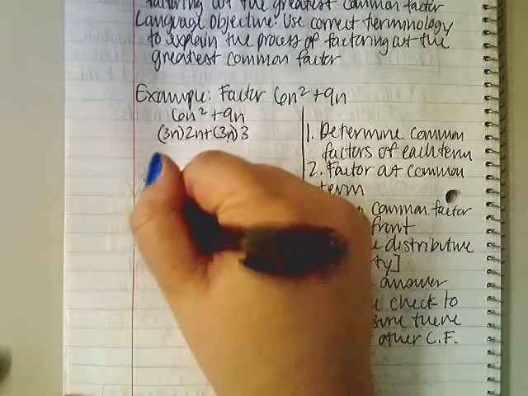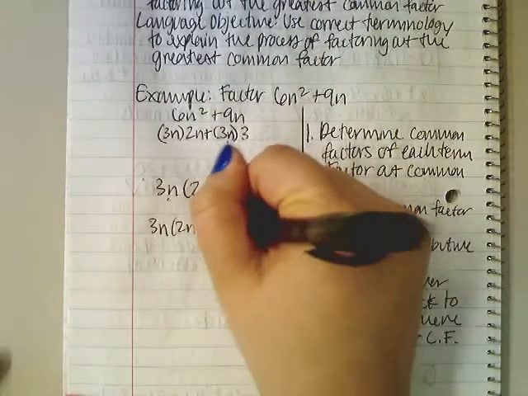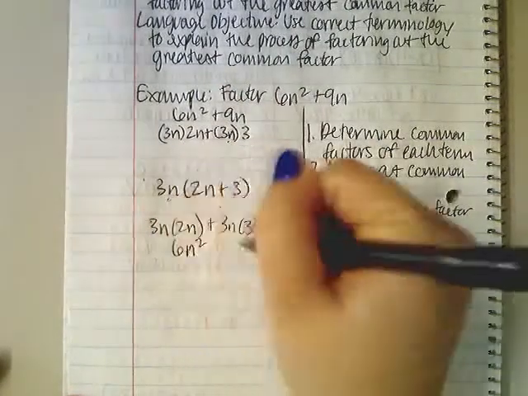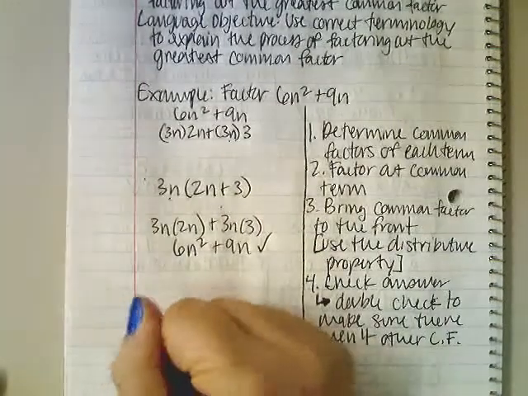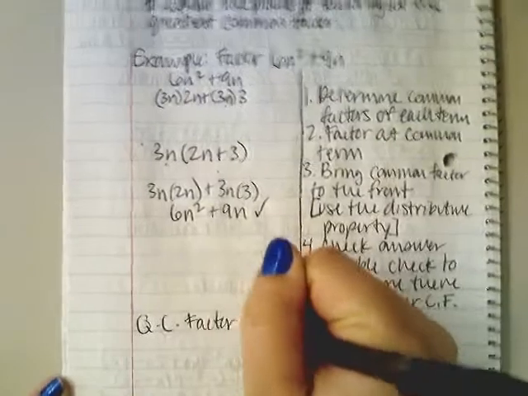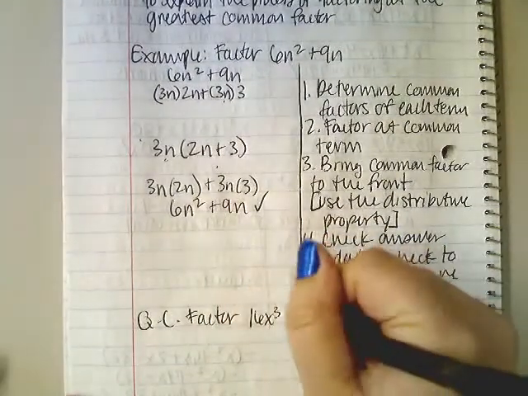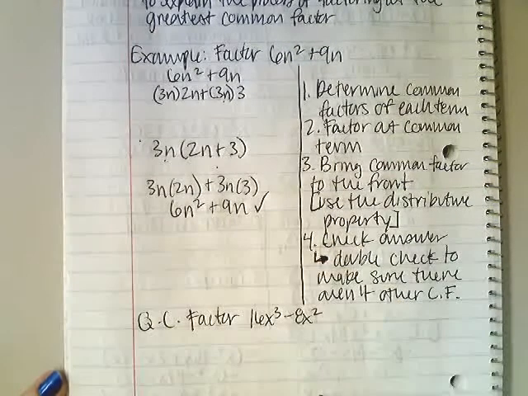So I do 3n times 2n plus 3n times 3, which is back where I just was, which leaves me with 6n squared plus 9n, which is correct. So let's do a quick check of that. I want you to factor 16x cubed minus 8x squared. So try that one on your own. I'm going to go over it in just a second.